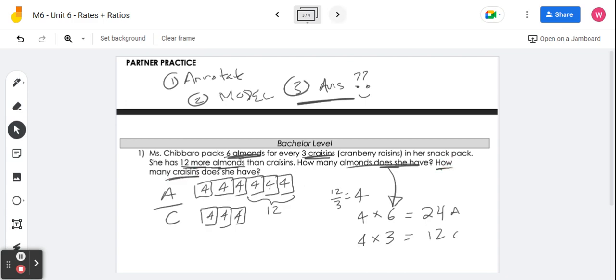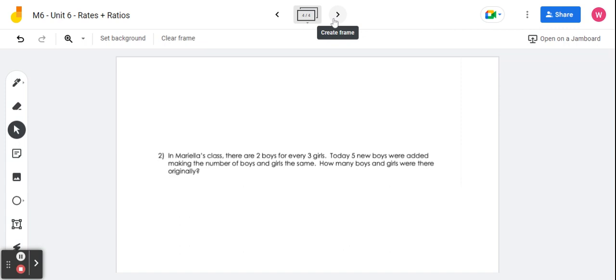Awesome. In your notebook, make sure you have these 3 things: your annotation, check. Your model, check. And then we answer the question, check. Question number 2 for your partner practice. This is what I want you to have open, and this is what we're going to start with in class when I see you again. Alrighty.